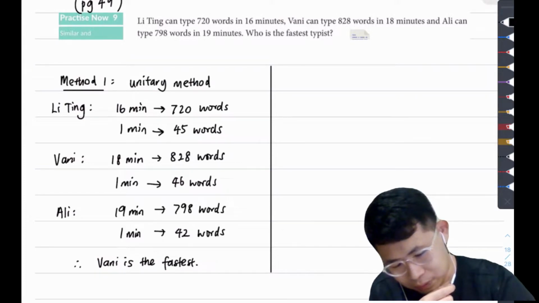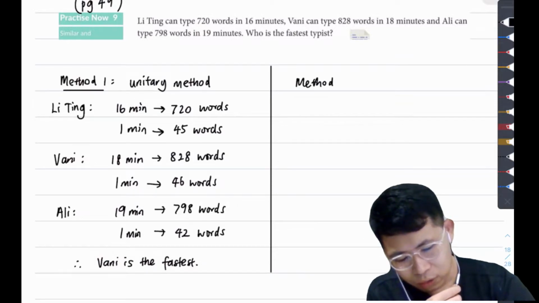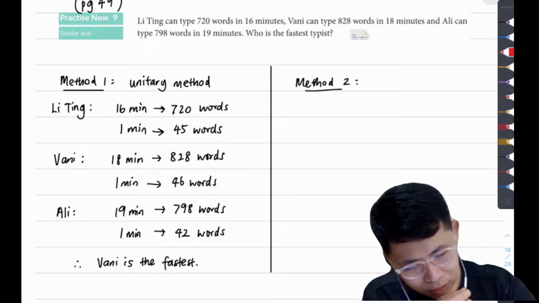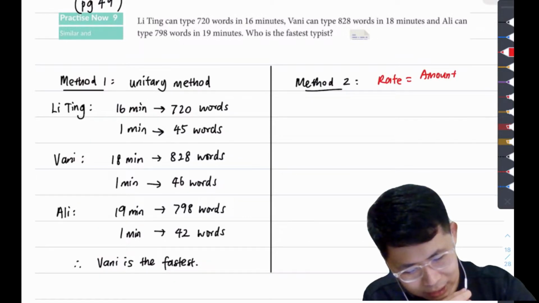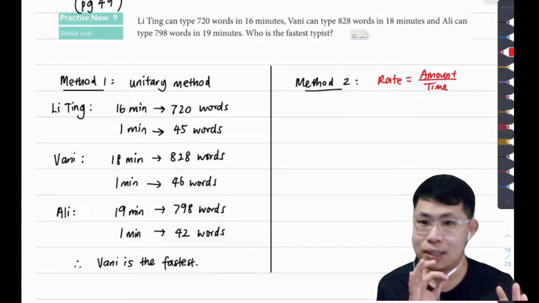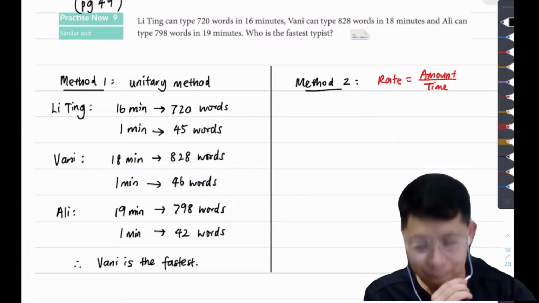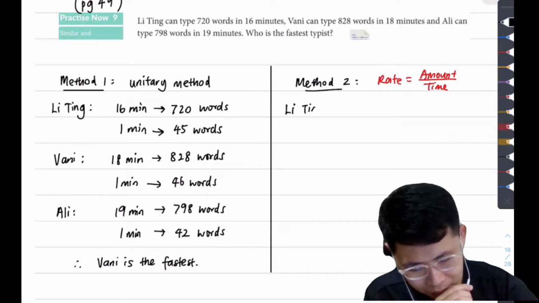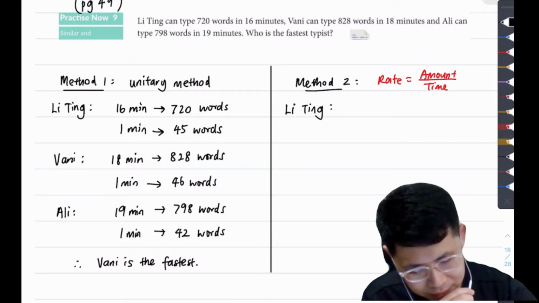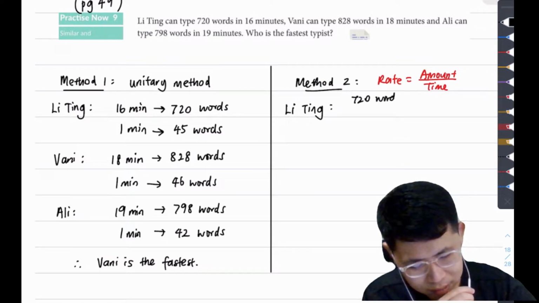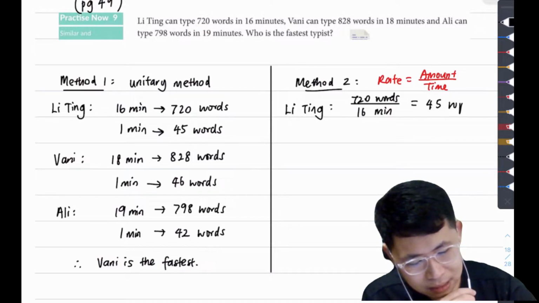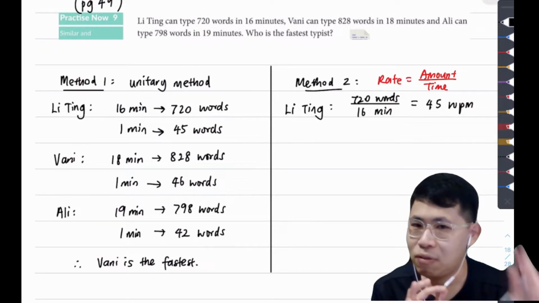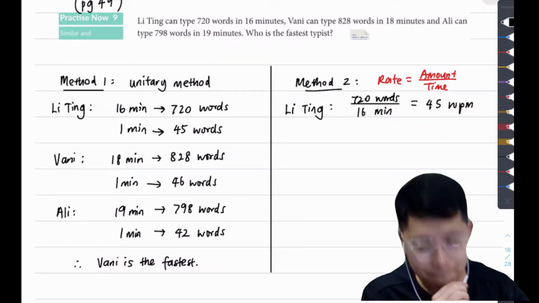Now number 2, method 2, I'm just going to go for rate, and I'm going to make use of the formula. Rate would be equal to the amount that I have divided by time, since we're looking at time. So let's take a look at Li Ting. For Li Ting, we have 720 words, and then we have 16 minutes. So this would be 45 words per minute. Do you see this? 45 words per minute, WPM.